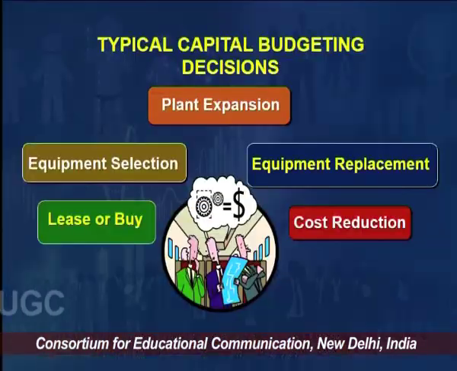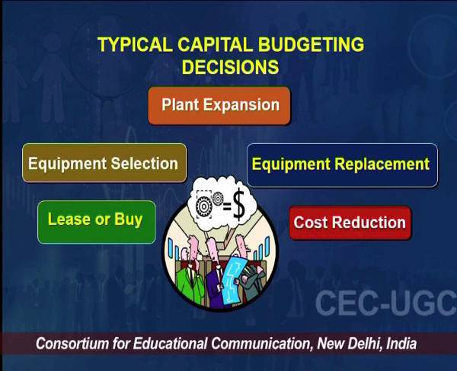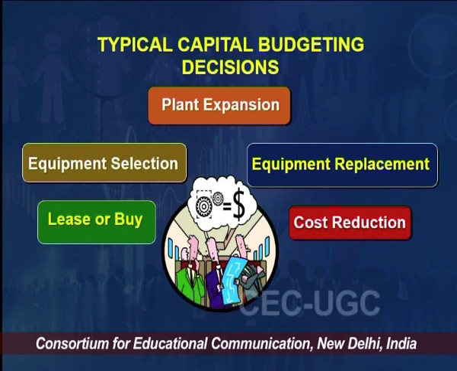But that is not all. We will get into the nitty-gritty in detail. That was a very brief initial introduction. So typically capital budgeting decisions revolve around these 5 situations in a business: plant expansion, equipment selection, lease or buy, equipment replacement, and lastly cost reduction.